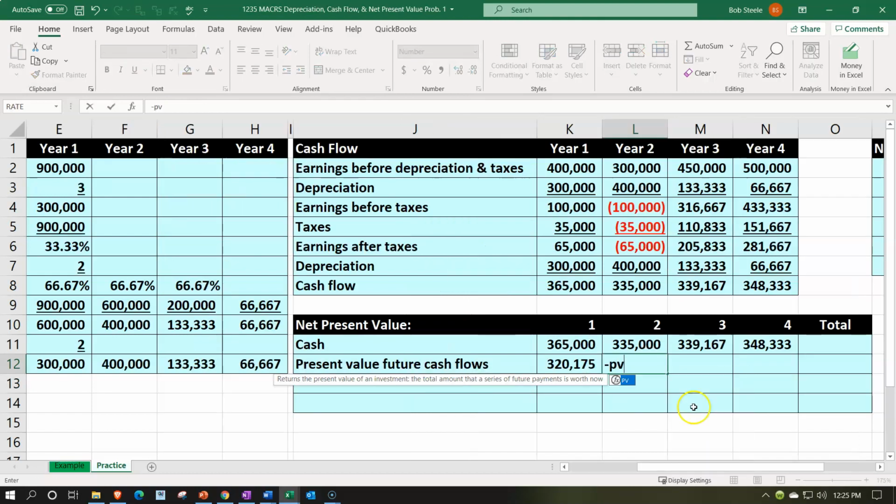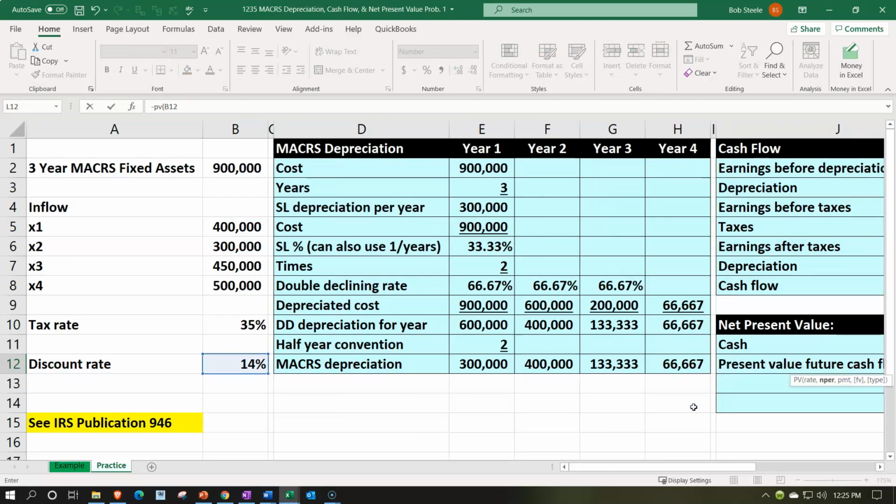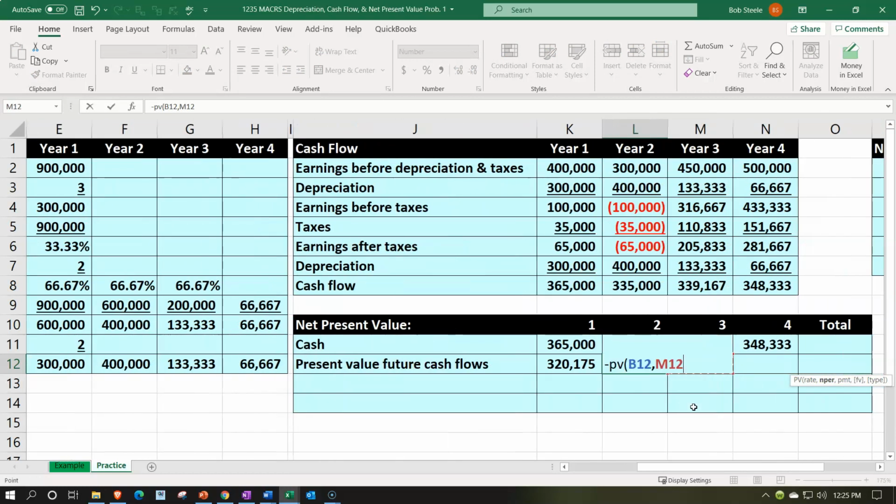So we have negative present value, shift 9. I'm going to pick the rate all the way up to the left, that 14%, comma, and then we will pick up the number, which is 2 years out, comma, comma, because it's not an annuity, but present value of 1, and then the amount. So 2 years out, this 335, present value to 257,772.